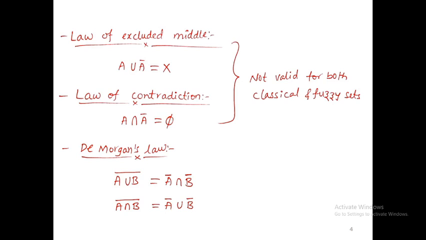So the last property is De Morgan's law. Under this De Morgan's law, (A union B) complement, or (A union B) bar, is equal to A bar intersect B bar. If A union B is complemented, it means A bar intersect B bar, you get it. In a similar way, if it is (A intersection B) complement, it means A bar union B bar, you will get it. So that is De Morgan's law.